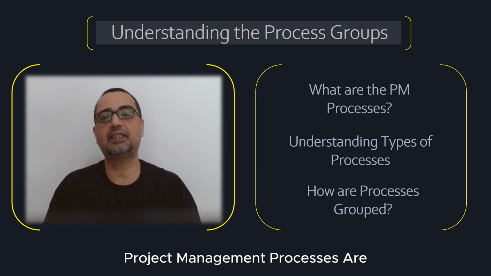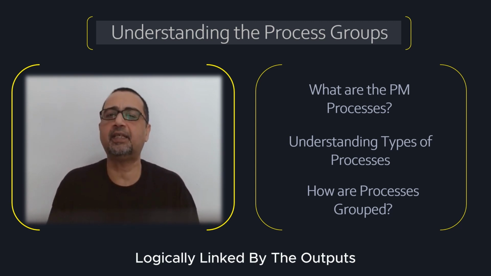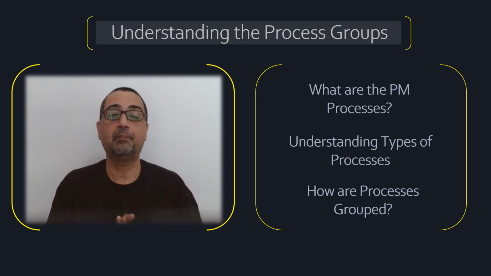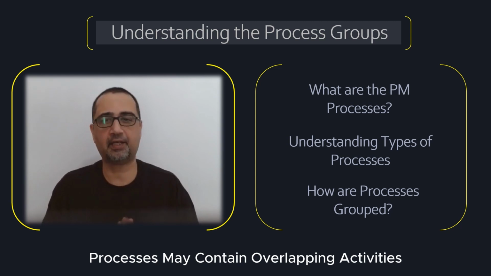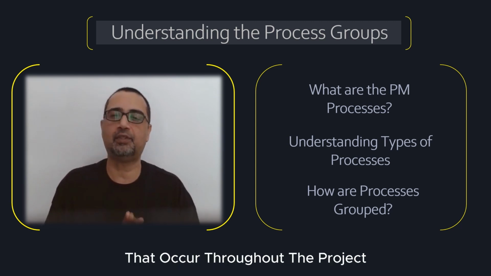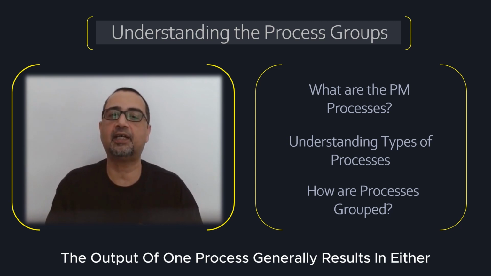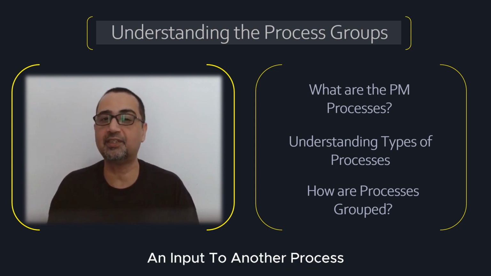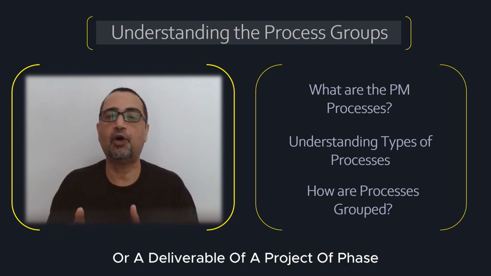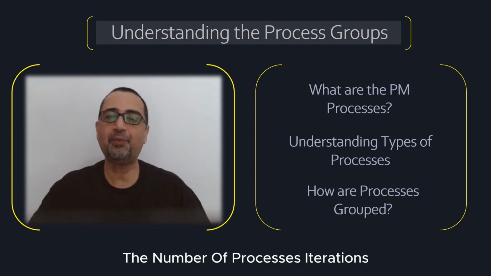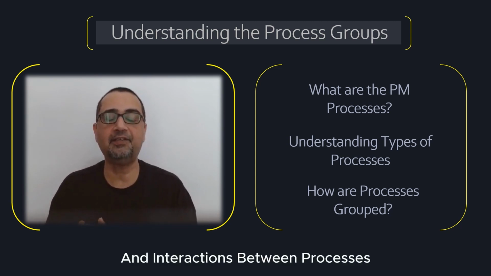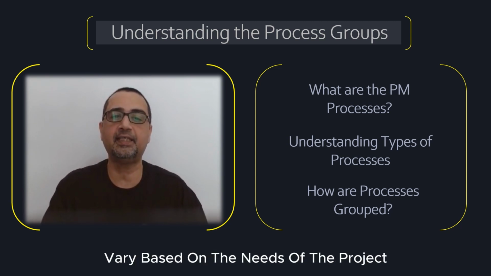Project management processes are logically linked by the outputs they produce. Processes may contain overlapping activities that occur throughout the project. The output of one process generally results in either an input to another process or a deliverable of a project or phase. The number of processes, iterations, and interactions between processes varies based on the needs of the project.